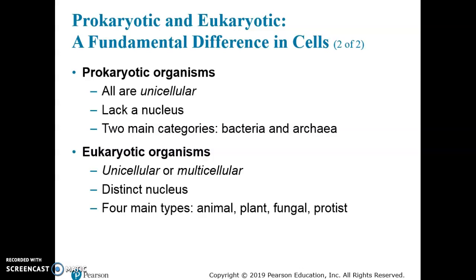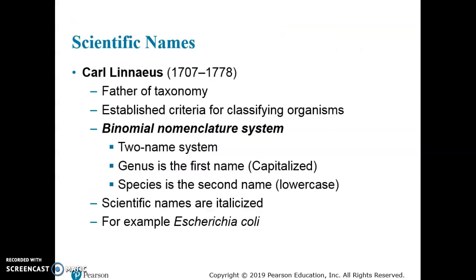Alright, then eukaryotic organisms, also previously mentioned, can be unicellular or multicellular. There is a distinct nucleus, and there are 4 main types of eukaryotic organisms: the animal, which is also us, plants, fungal cells, and protists. Alright, a person named Carl Linnaeus is considered the father of taxonomy, and this is a way of using names to classify and organize organisms.